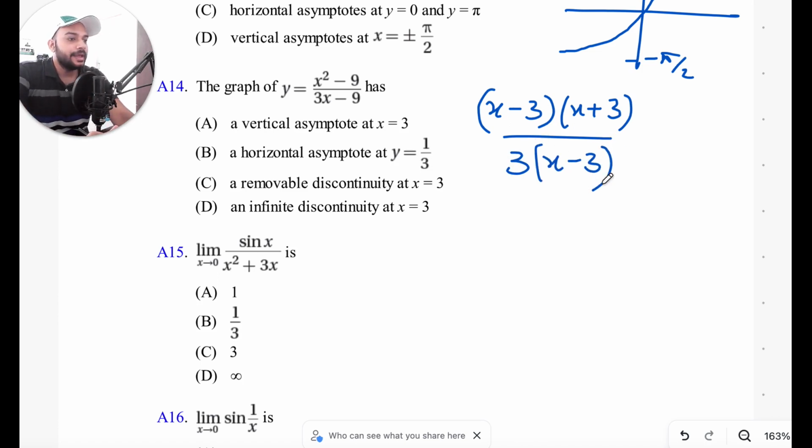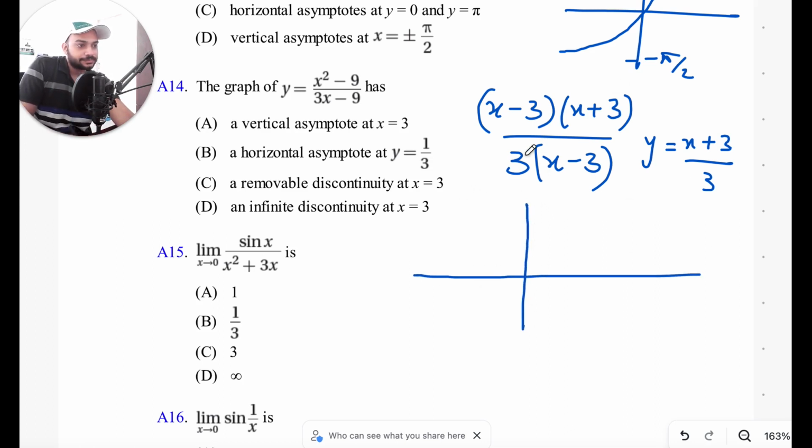Okay. Now, as we can see, just for x is equal to 3, the denominator goes to 0 and the function goes to infinity. Rest for all other values of x, the function is simply y is equal to x plus 3 over 3. It's simply this function. Okay. Just for that one point, x is equal to 3, it's going to a discontinuous value. Okay. So there is no asymptote. Asymptote means it's smoothly approaching that value. There's no smooth approach there. Okay.